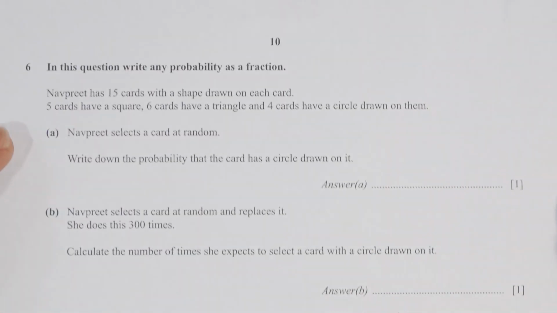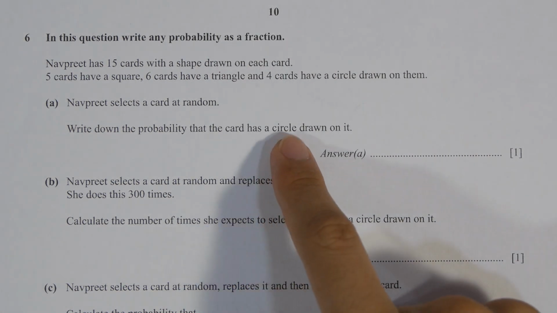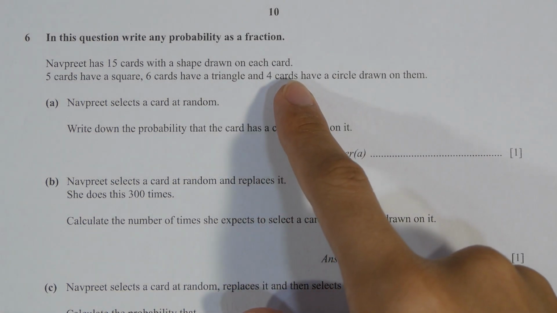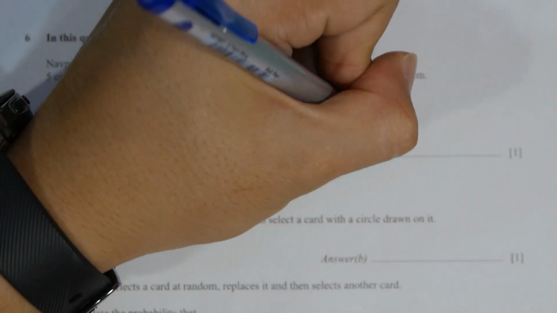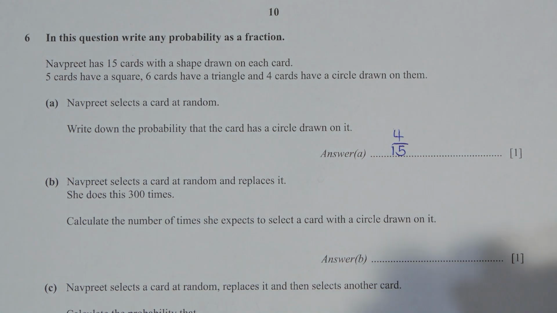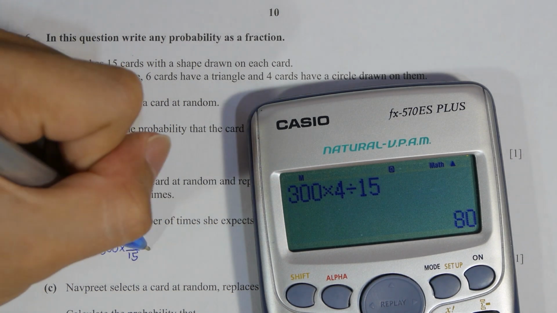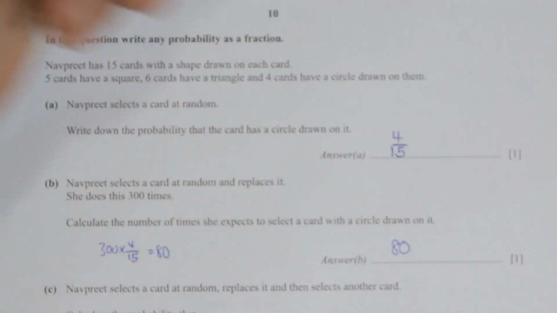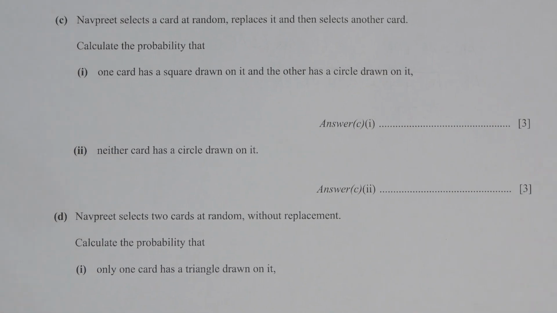For question 6A, Navpreet selects a card at random. Find the probability that the card has a circle drawn on it. It will actually be 4 over 15. For part B, 300 times, just take 300 multiplied by the probability that we got earlier, which is 4 over 15. The number of times a circle card may occur from 300 draws will be 80.